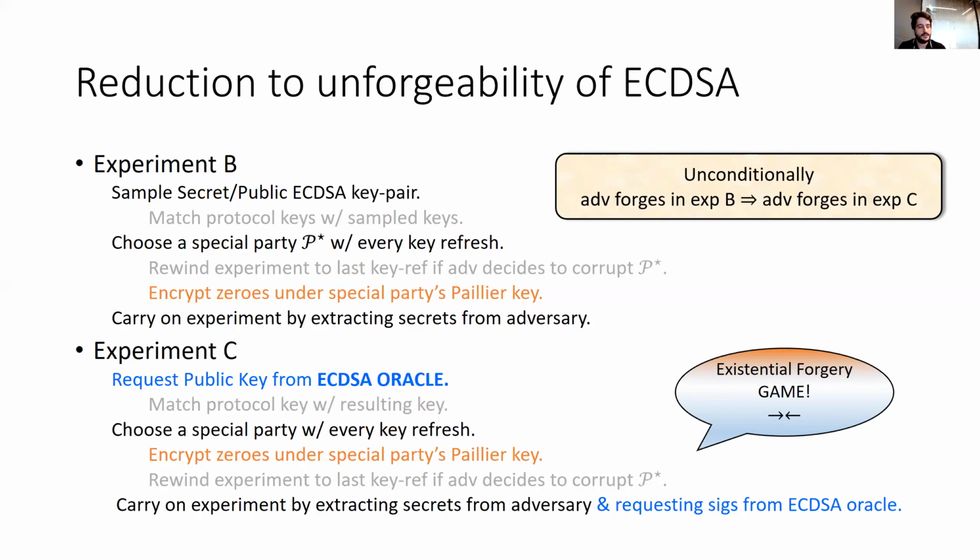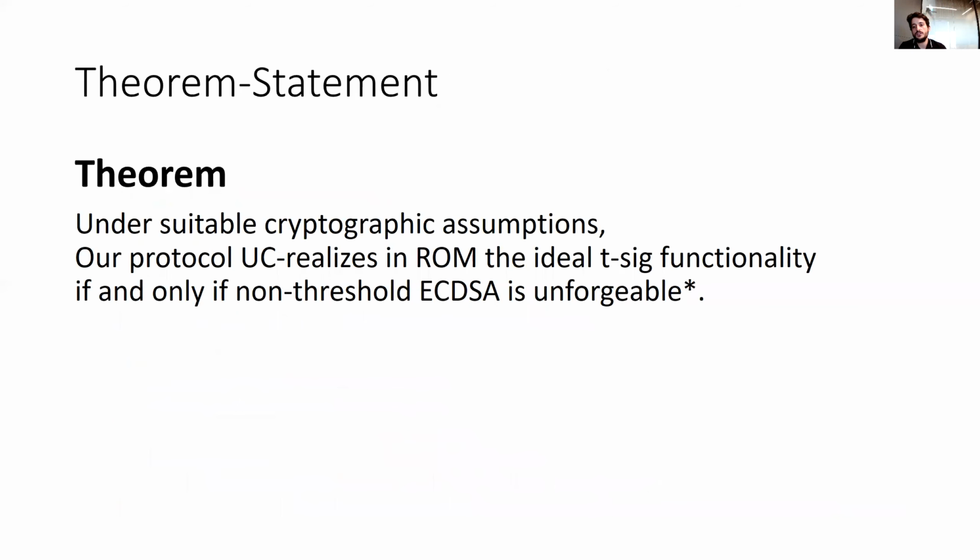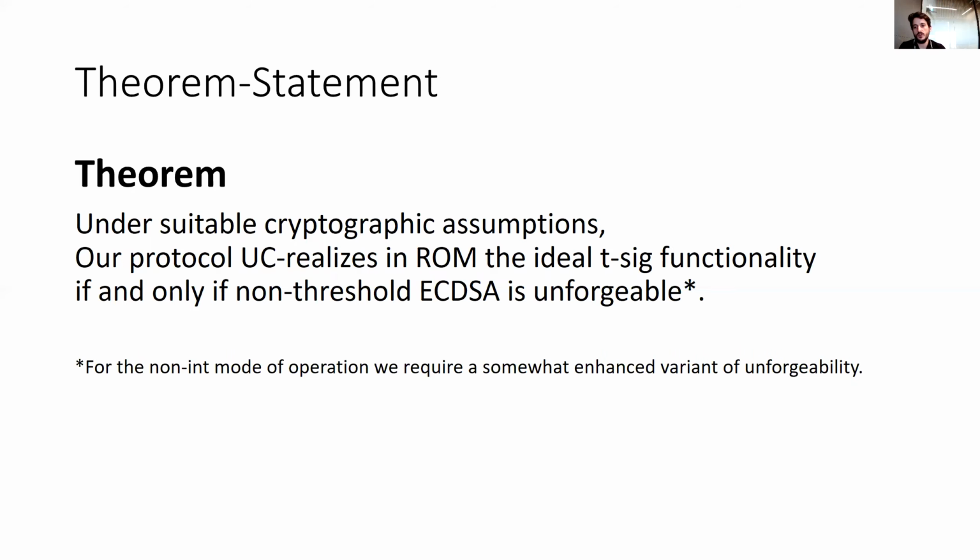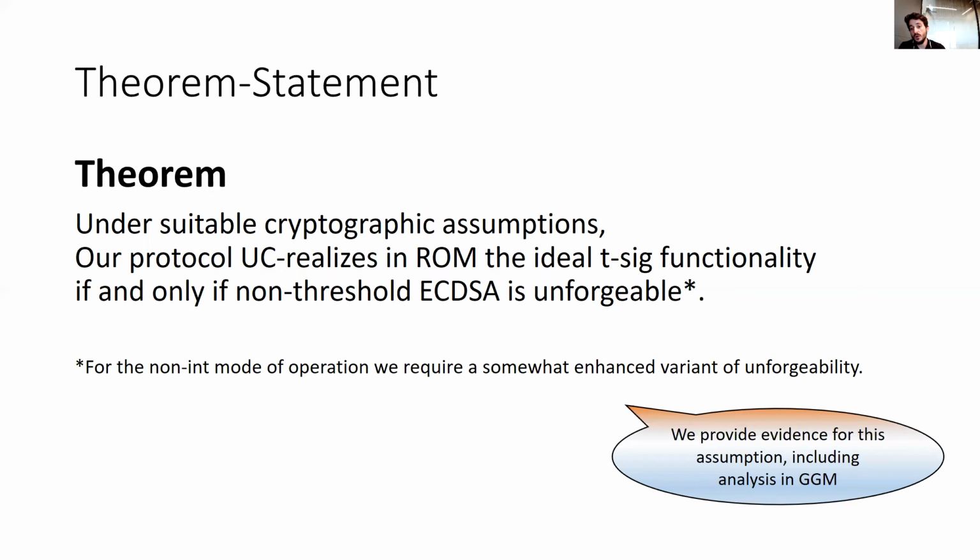So to summarize, we show that under suitable cryptographic assumptions, our protocol UC realizes in the random oracle model the ideal threshold signature functionality if and only if plain non-threshold ECDSA is unforgeable. For the non-interactive mode of operation, we require a somewhat enhanced variant of unforgeability. And we provide evidence for this assumption, including a formal analysis in the generic group model.